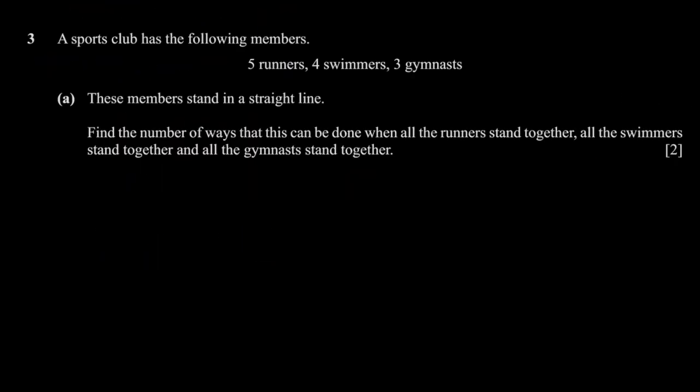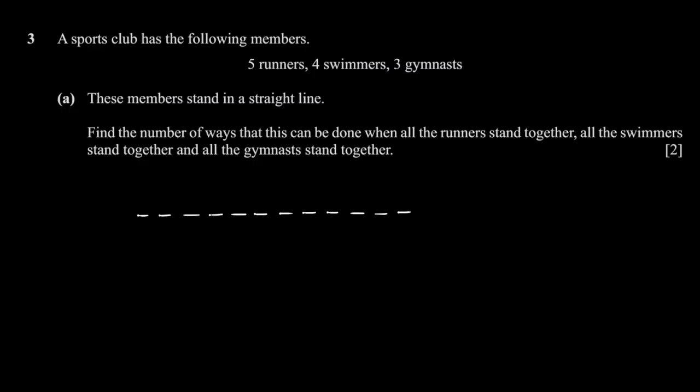All right, question 3. A sports club has the following members: 5 runners, 4 swimmers, 3 gymnasts. These members stand in a straight line. So we've got 12 people in total, and they all stand in a straight line: 1, 2, 3, 4, 5, 6, 7, 8, 9, 10, 11, 12. Find the number of ways that this can be done when all the runners stand together, all the swimmers stand together, and all the gymnasts stand together.